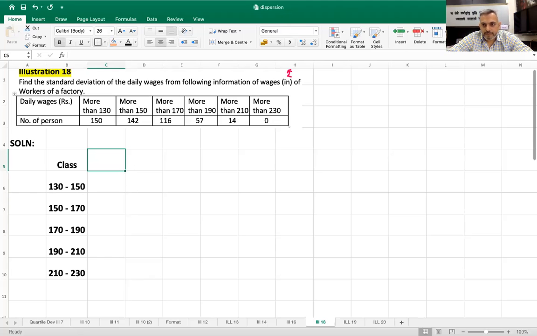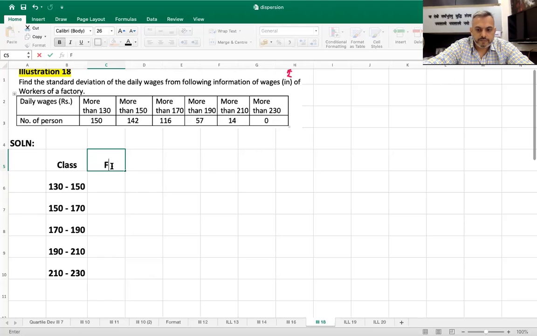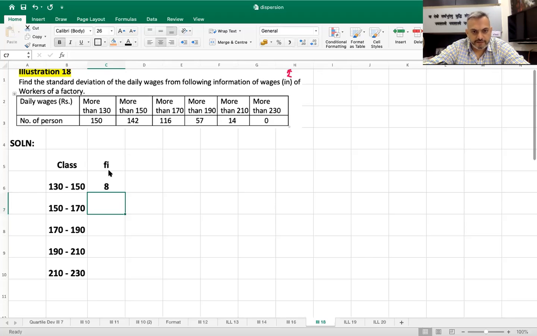Now let's make the frequency. For frequency, what we have to do is highest minus lowest. So 150 minus 142 is 8. Then 142 minus 116 is 26. Then 116 minus 57 is 59. You take a calculator and please do it. Then 57 minus 14 is equal to 43. And then 14 minus 0 is 14.